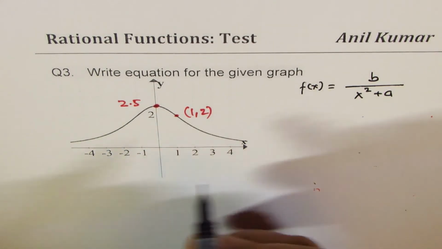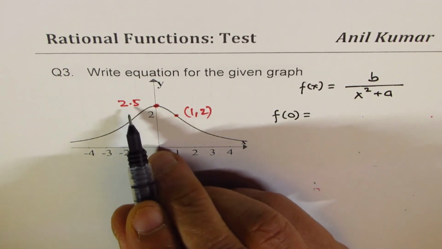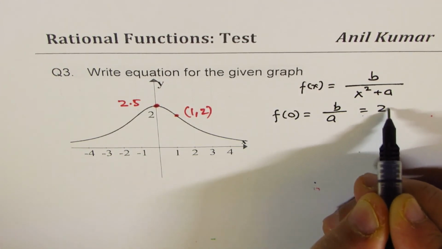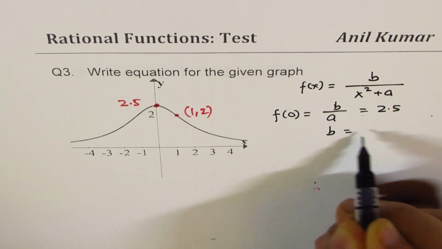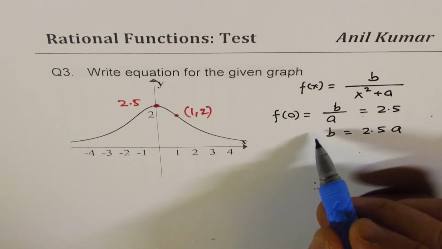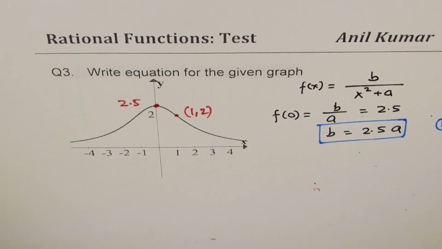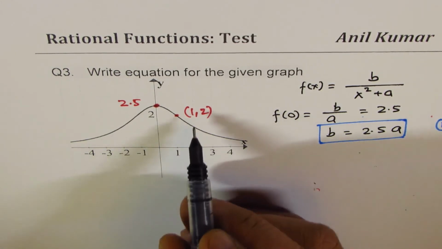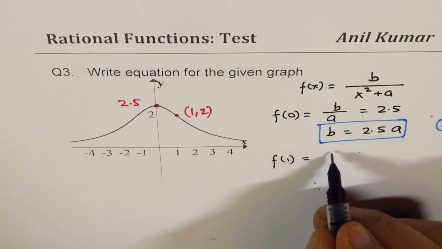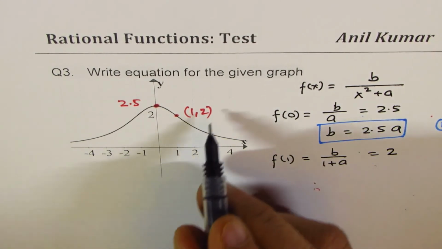So if I write x equals 0, that means f of 0 will be equal to 2.5. Here if I substitute 0 for x, I get b over a equals 2.5. And we can write b as equal to 2.5 times a. Let me call this our equation number 1. Now to get the second equation, let's write 1 for x value. And if I write 1 here, I get b over 1 plus a, and that should be equal to 2, right? That is the y value.